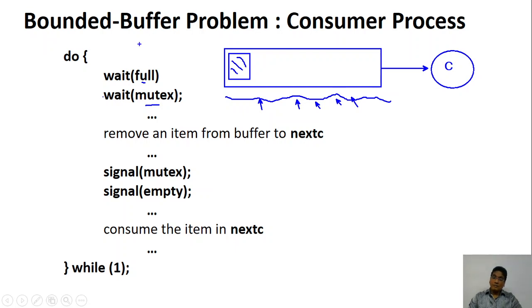Initially full will be 0. Remember, full is initialized to 0. So if the consumer comes, it immediately calls wait. What will happen? You know very well what wait is. Wait is: if the value is less than or equal to 0, you wait. Otherwise you reduce the value.